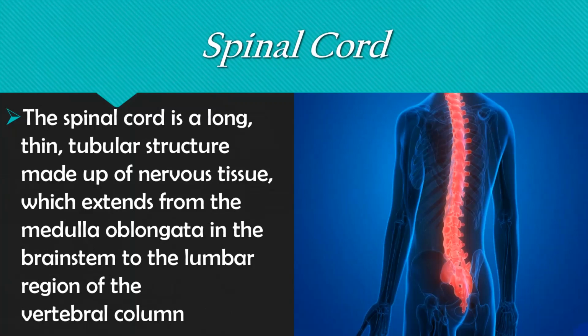The spinal cord is a long, thin, tubular structure made up of nervous tissue which extends from the medulla oblongata in the brainstem to the lumbar region of the vertebral column. If you look at the right, the red part, that is the entire spinal cord. If you touch your body on the back, you can feel your spinal cord. The exterior of your spinal cord can be felt from the body.